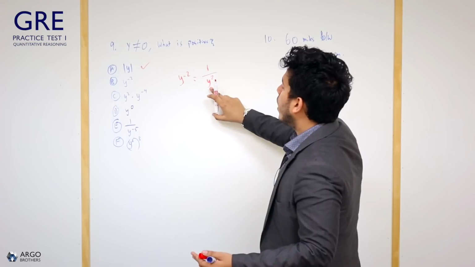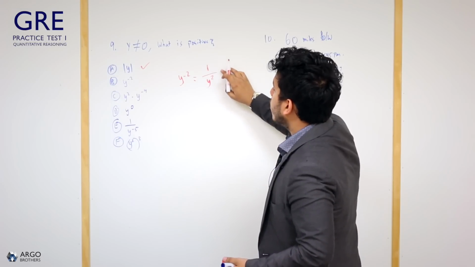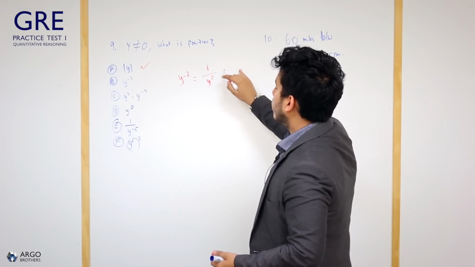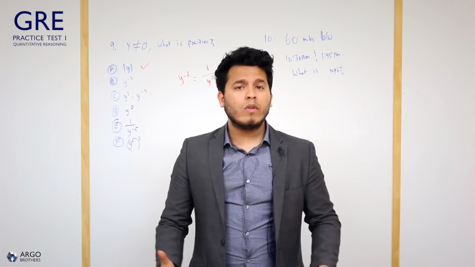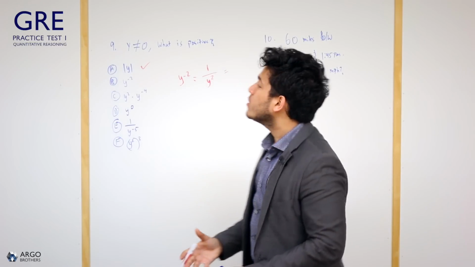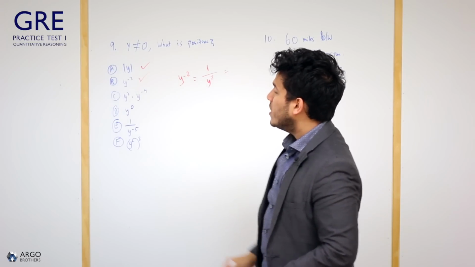If y is positive, it'll still be positive, and 1 over any positive number will still be a positive number, right? It might be a small number, but nonetheless, it will be a positive number. Therefore, answer choice B is correct.